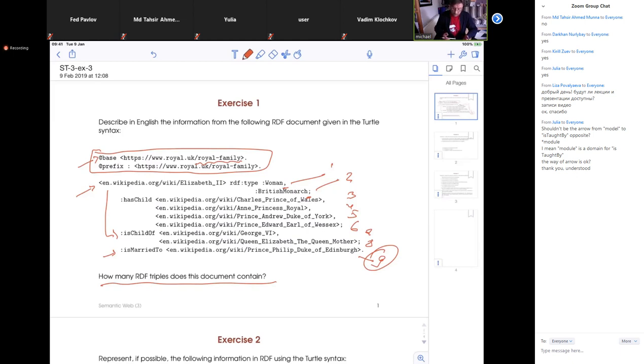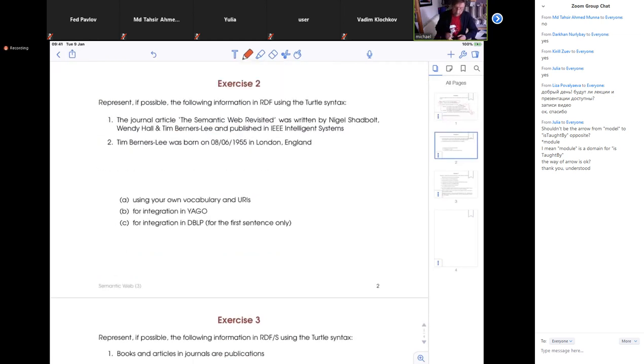She has children, Charles and Andrew and Edward. Her parents are George and Queen Elizabeth, and she is married to Prince Philip. Something like this. Okay, so this is one type of questions. It's the easiest one. A harder one is here.